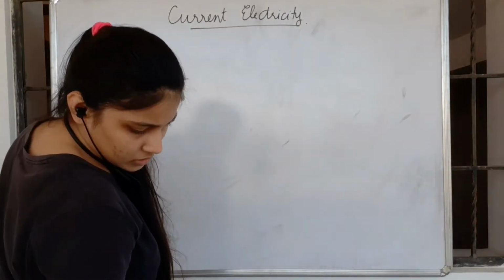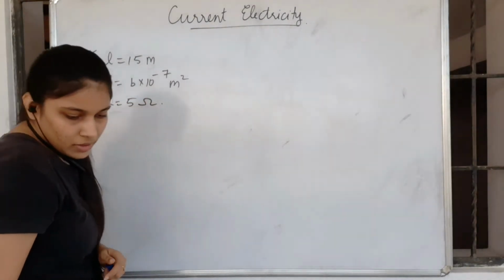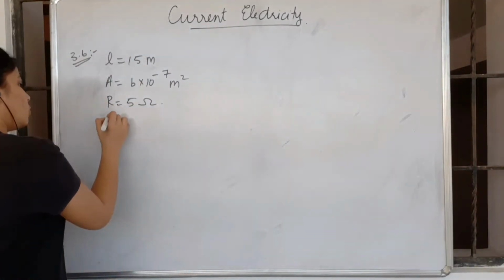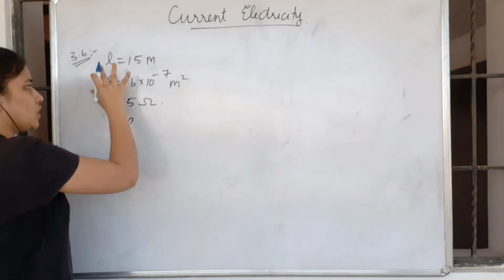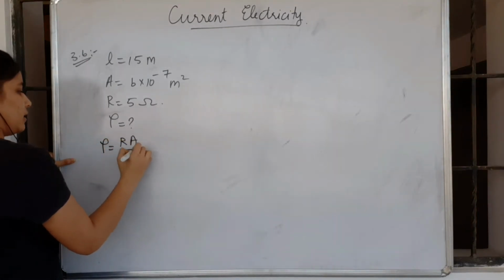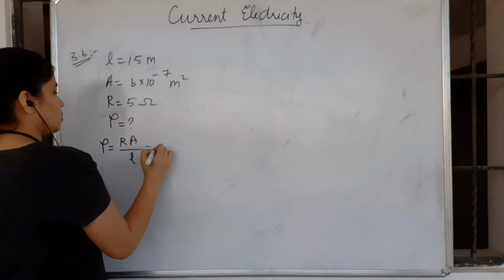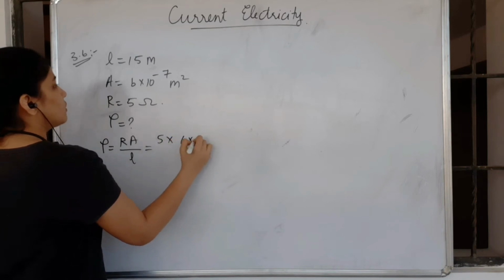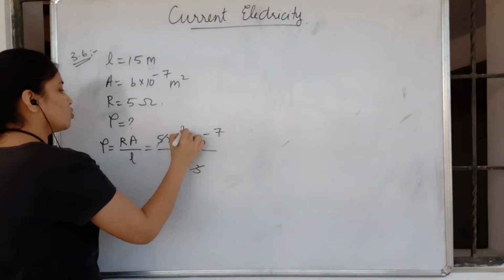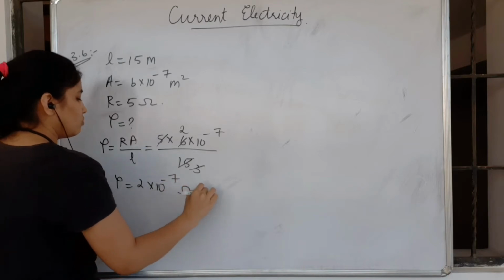Then its resistance is measured to be 5 ohm. They are asking what is the resistivity of the material at the temperature of the experiment. So what is the resistivity at a given particular temperature, at which the experiment was performed. So we know rho is equal to RA by L. So we just have to substitute and find out the answer. So R is 5 into area 6 into 10 power minus 7 divided by L is 15. So the resistivity is 2 into 10 power minus 7 ohm meter. That's all.